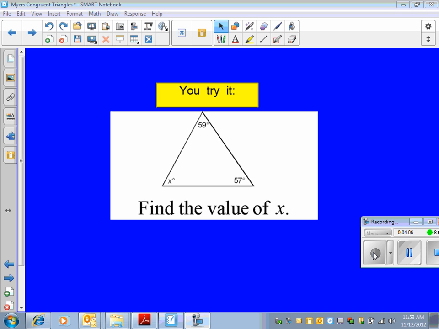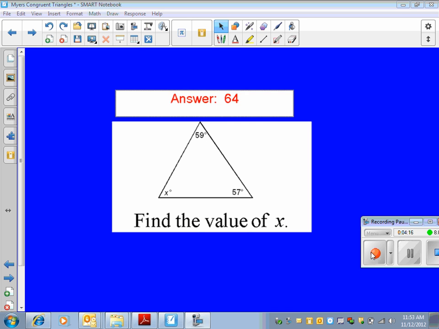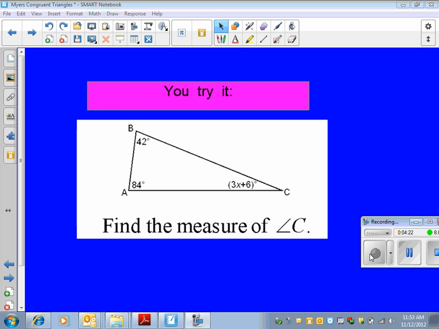All right, this one is for you. You solve it, push pause, get an answer. I'll wait 5 seconds and I'll post the answer. Did you get 64 for x? Great job.